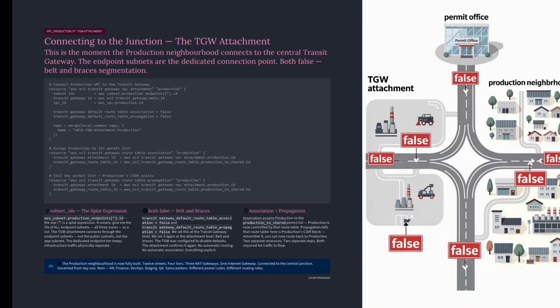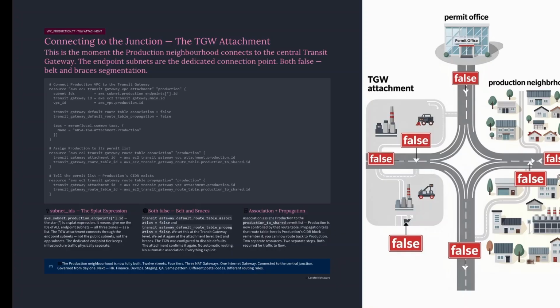Application subnets, different. Each application subnet is associated with its own route table because each one uses the NAT gateway in its own availability zone. Application subnet in Zone A uses NAT gateway in Zone A. If Zone A fails, Zone B application subnet still has its own NAT gateway. No cross-zone NAT traffic. One route table per zone for application subnets. One shared route table for public subnets. One shared route table for data subnets.